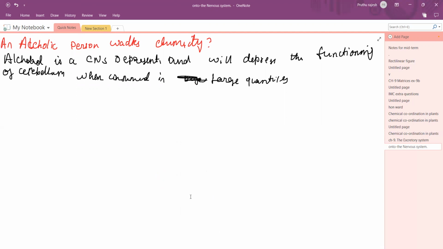Now let us learn about primary regions in the brain. The brain has three primary regions: forebrain, midbrain, and hindbrain. The forebrain consists of cerebrum and diencephalon, and the diencephalon again consists of two organs, thalamus and hypothalamus.